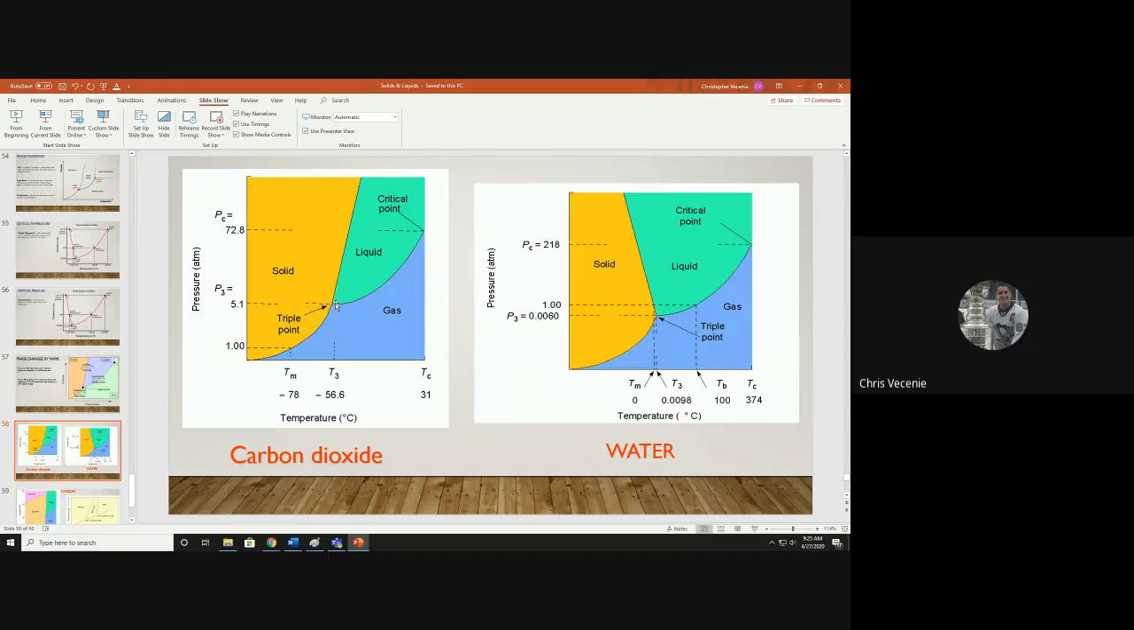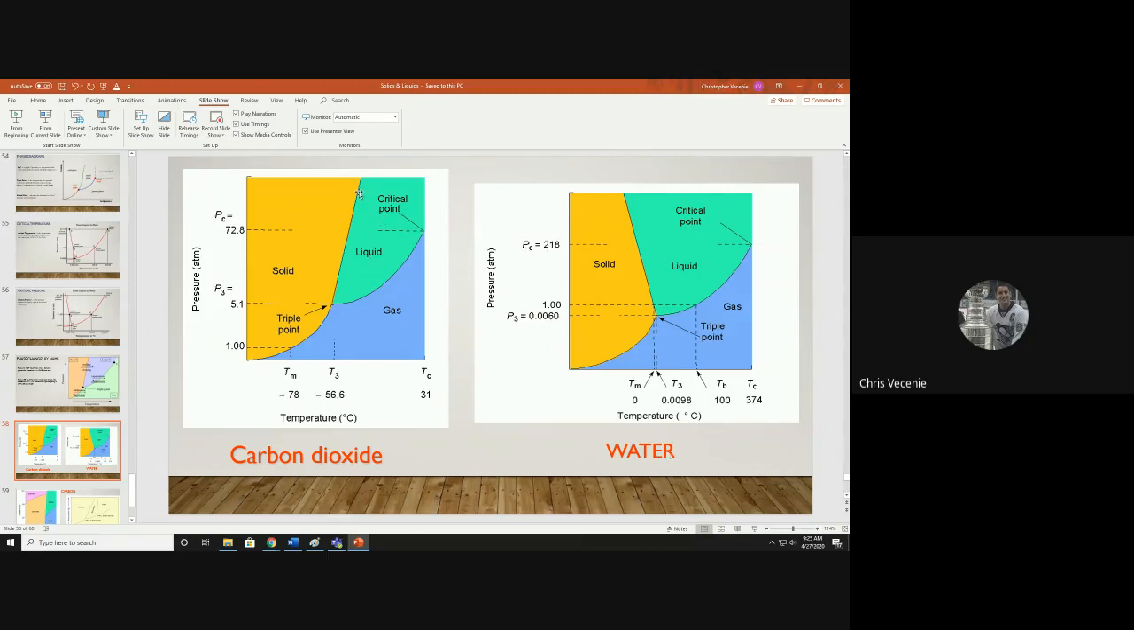Notice my triple point for carbon dioxide is occurring at negative 56 degrees Celsius and 5 atmospheres, whereas for water, it's 0.0098 degrees Celsius and 0.006 pressure. Drastically different where those occur. So that's a big difference between them, as is the critical point. Critical point for carbon dioxide, 31 and 72. Critical point for water, 374 and 218, like we talked about.